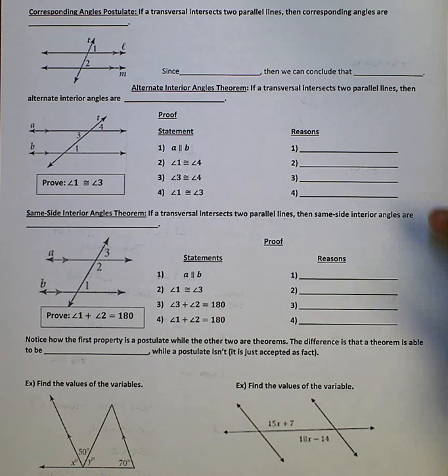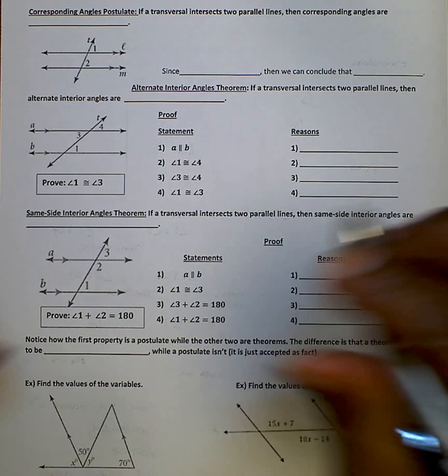So the corresponding angles postulate. If a transversal intersects two parallel lines, then the corresponding angles are congruent.